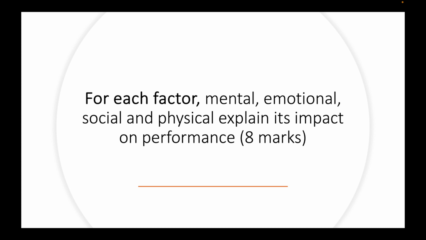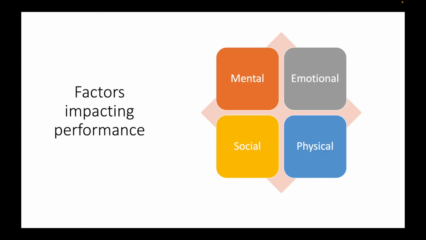The question is, for each factor, mental, emotional, social and physical, explain its impact it has on performance, and it's worth 8 marks. For this question, you need to give 8 different examples, and I would strongly suggest that you give 2 examples from mental, 2 from emotional, 2 from social, and 2 from physical.